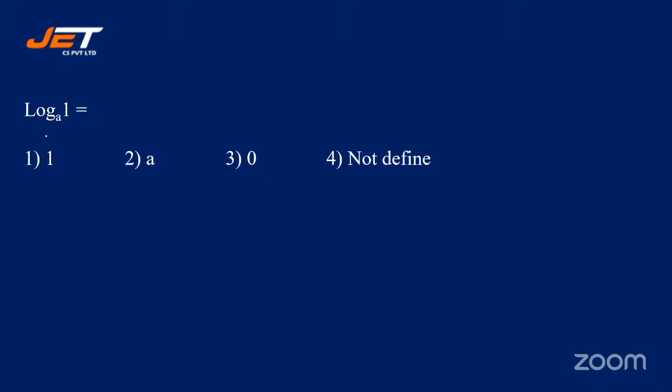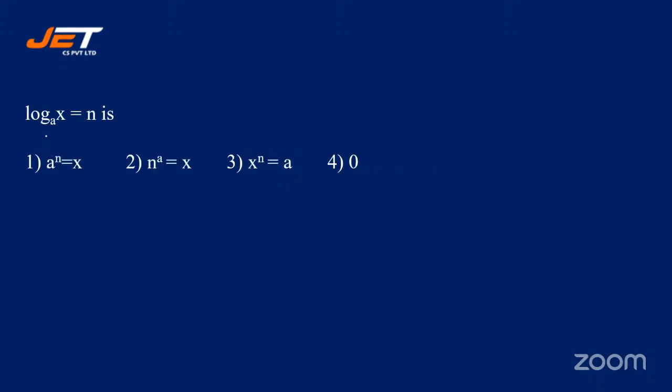What is log 1 base a? Log 1 base a. Log 1 means it's 0 only, nothing other than that. Right? Yes. See the next question. Log x base a is equal to n. How can you write it as? a power n is x. Right? Or n a is equal to x, or x power n is a, or 0. No, it is a power n is x. So option 1 is the correct answer.